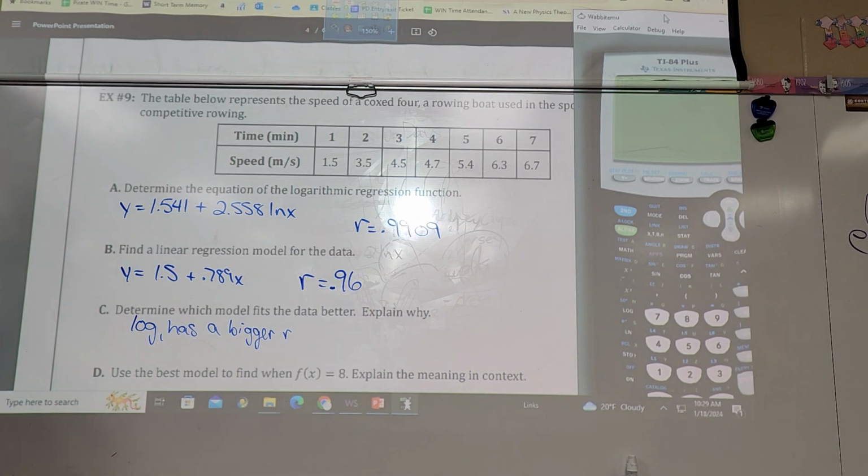All right, what's the best model to use when f of x equals 8, then? Well, which one's better, the logs one, right? So it's not telling us to solve it. Do I need to scroll up for you guys?